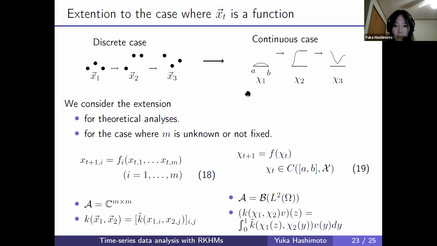For this continuous setting, we consider the equation like equation number 19. Here xt is a function instead of a finite dimensional vector. Then we can generalize this setting to the continuous case. For the discrete case, A is set to be the space of matrices. But for the continuous case, we consider setting A as the bounded linear operator. Also, we can generalize this matrix valued positive definite kernel to an operator valued one.